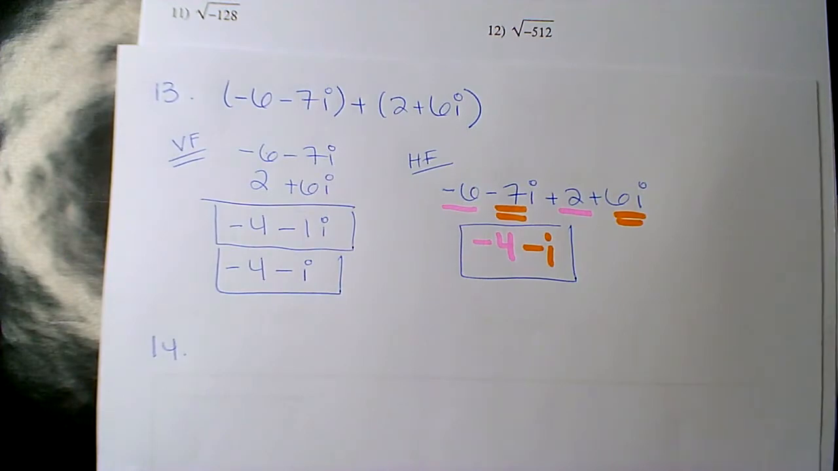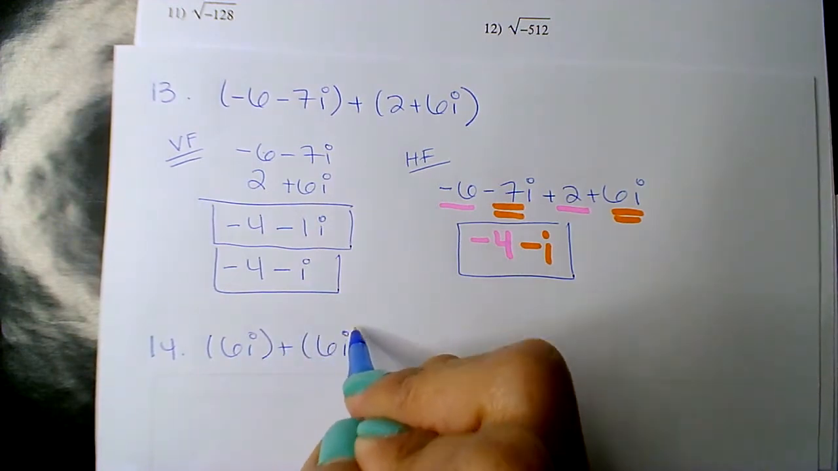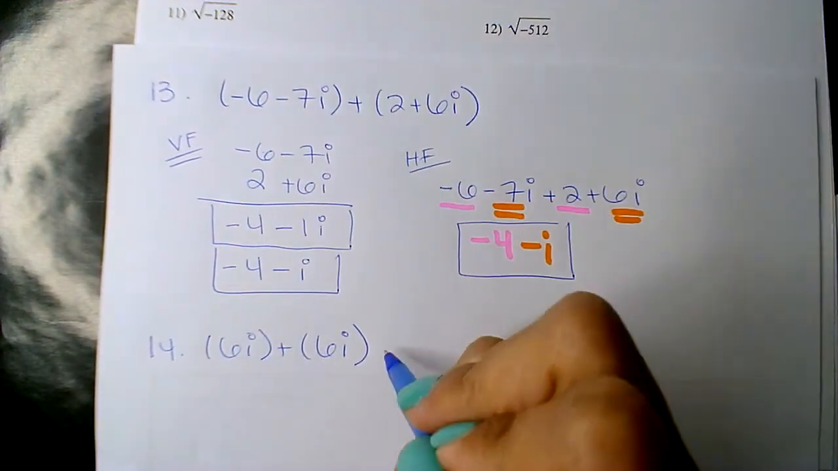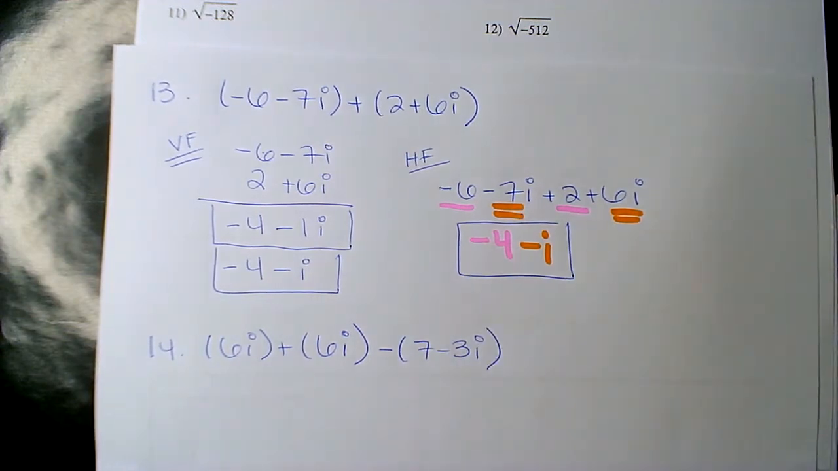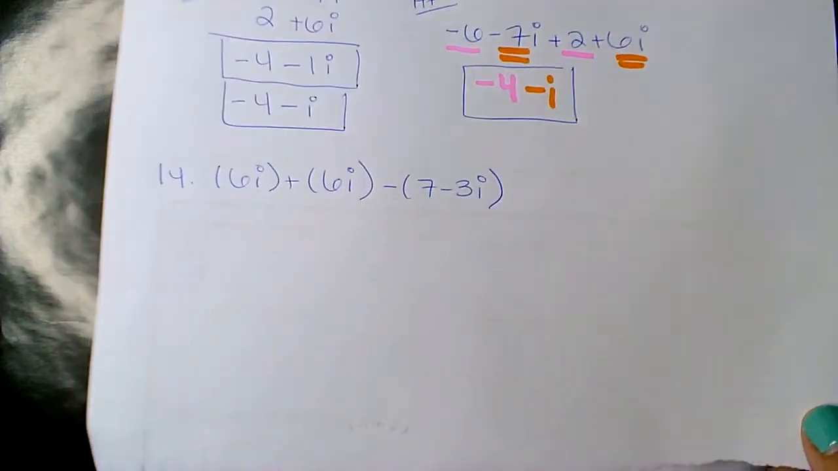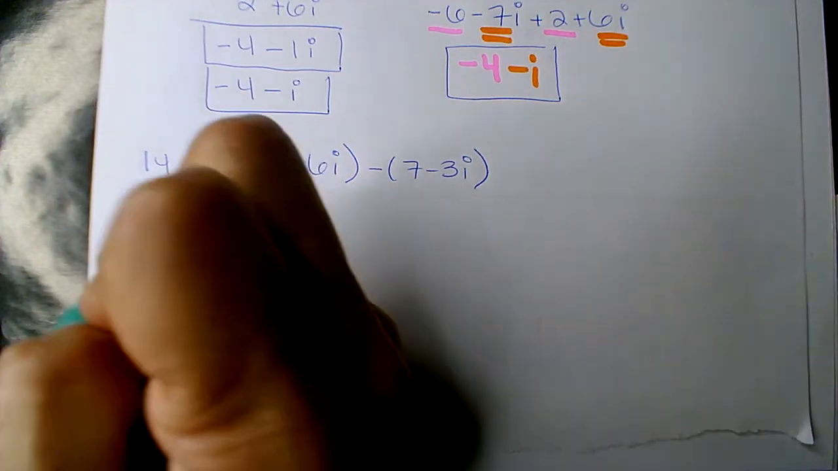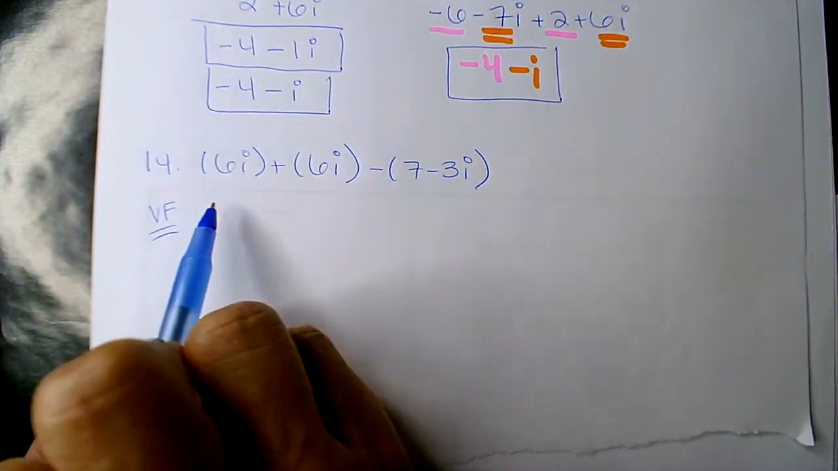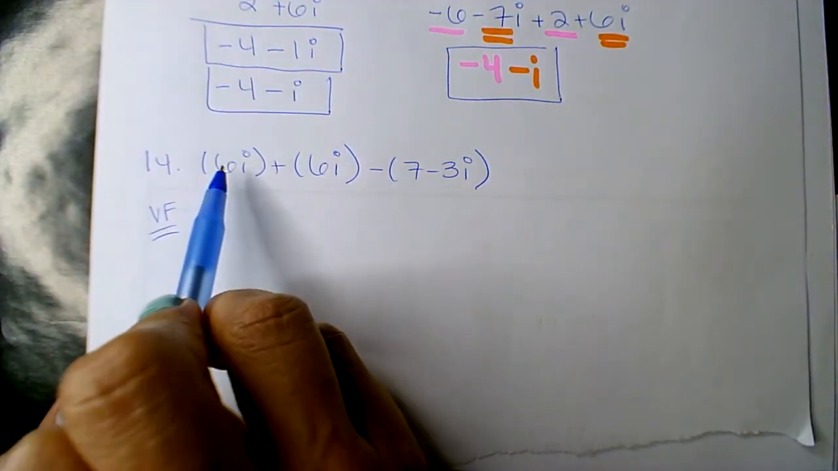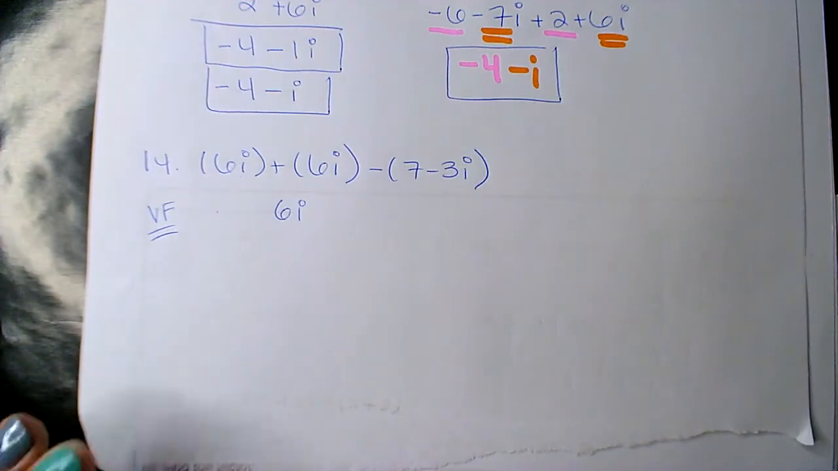I'm going to do 14 on this paper too. Hold on. Okay, go to 14. Are you guys okay? Okay, 14, they're giving you 3 terms, right? If you want to do the vertical format, I'm going to have the real numbers first, the imaginary numbers second. 6i is only an imaginary. I don't have a real component, so 6i.